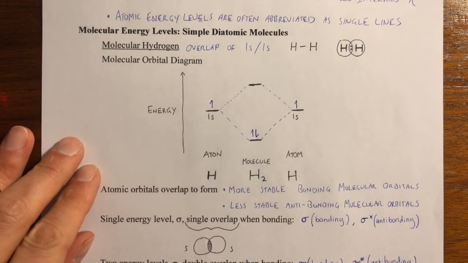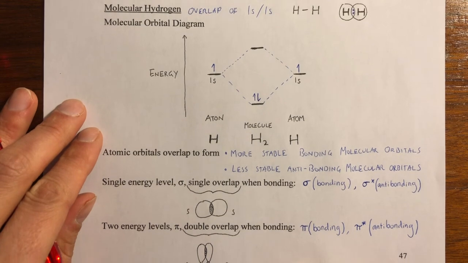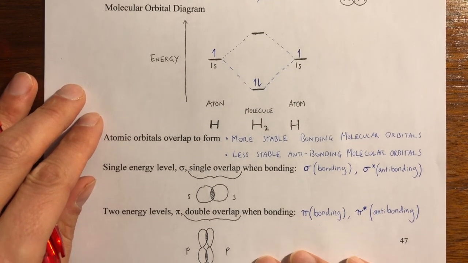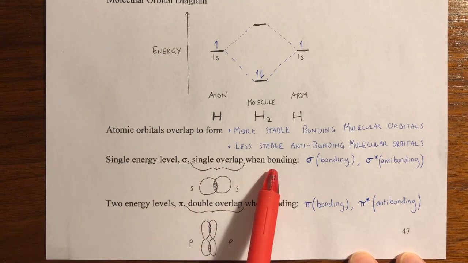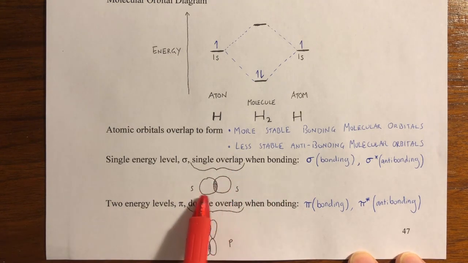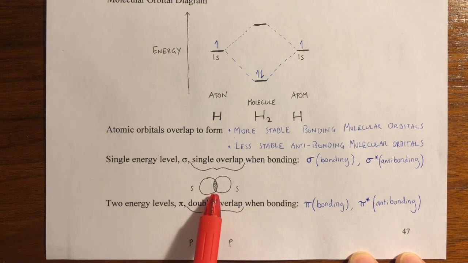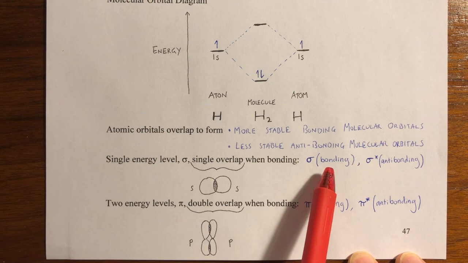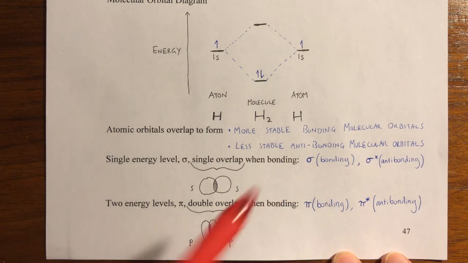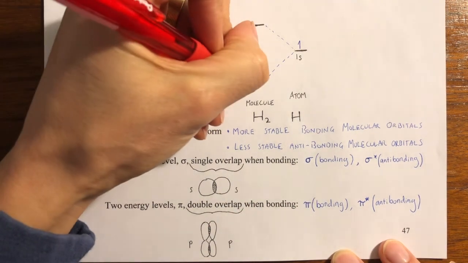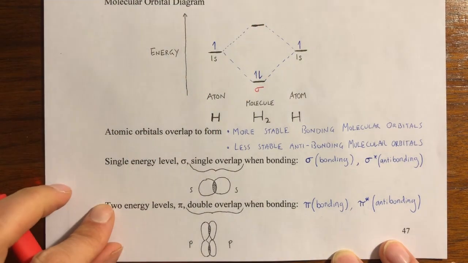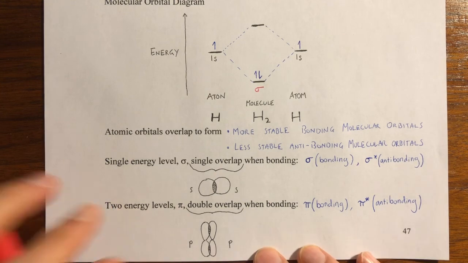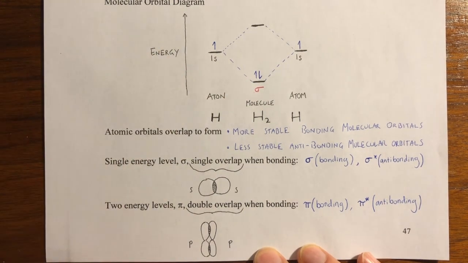For a single energy level, that would be called a sigma energy level, and usually formed when you have a single site of overlap when bonding. So that would look like here, like we saw for hydrogen, where we have a 1s and a 1s orbital having 1 site of overlap. The bonding interaction is called a sigma bond. So at the bottom of our diagram, where we have our bonding energy level, we would just call that a sigma energy level. So that is our sigma bond.